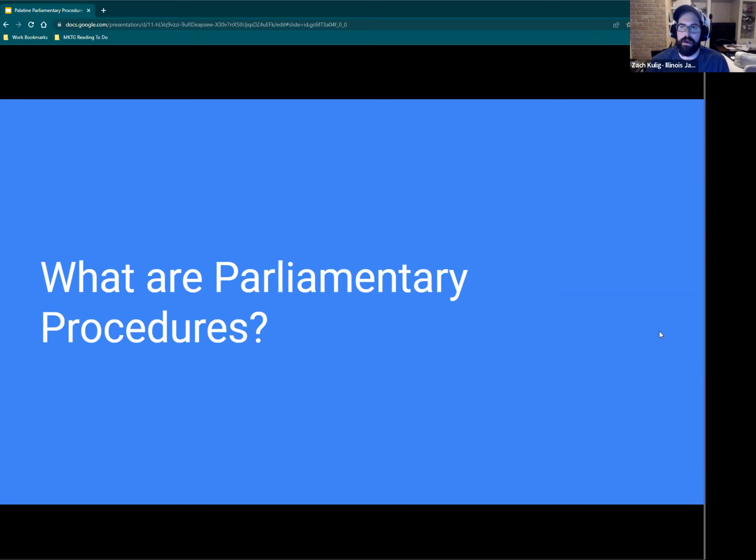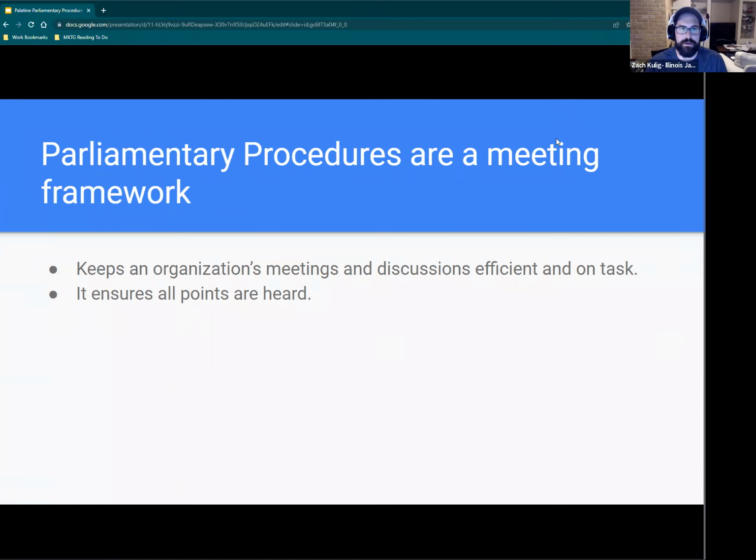Simply put, they're a meeting framework. They keep everyone organized, keep conversation on task, and hopefully efficient. It also ensures that everyone who wants to speak has a chance to speak. As an organization that thrives on promoting the ideas of democracy, when we're all sworn in as officers, if we've ever taken an oath of office as the Jaycees, we strive to ensure democracy, that all voices who want to speak are heard, and that the express will of the majority is done. Parliamentary procedures help us do that.